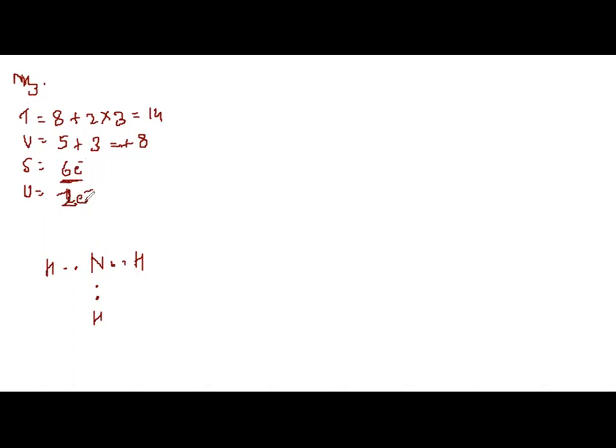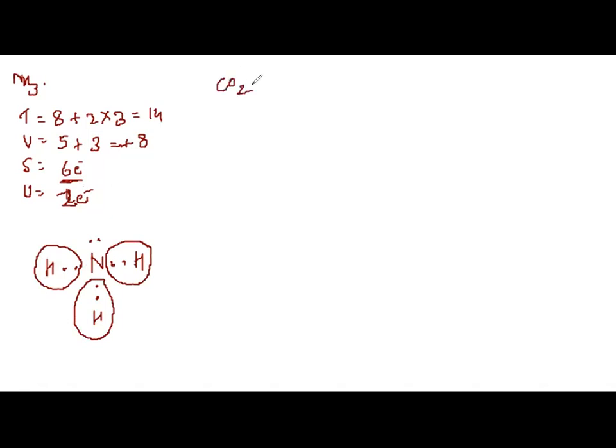How many unshared electrons are there? 2. Those unshared electrons should be written such that they complete the octet or duplet. By the shared electrons, has hydrogen completed its duplet? Yes, each hydrogen has completed its duplet. But has nitrogen completed its octet? 2, 4, 6. Therefore, the 2 unshared electrons come on nitrogen. This is how we write the structure for a molecule.